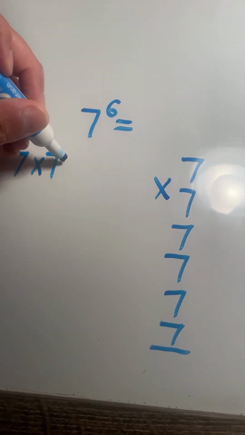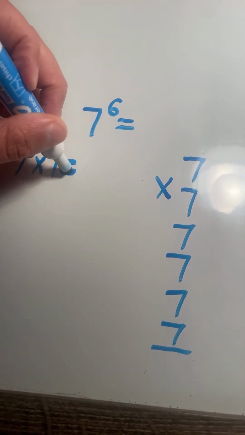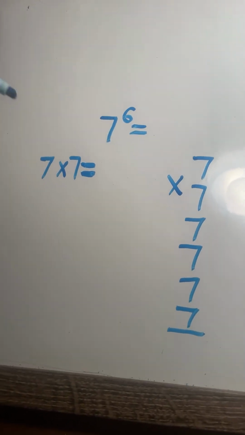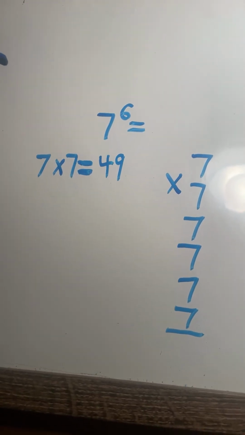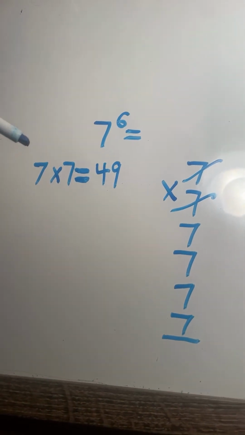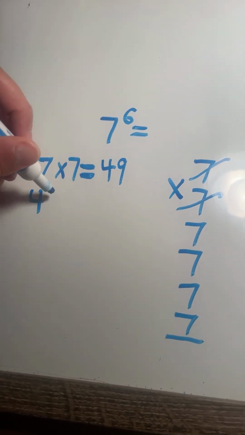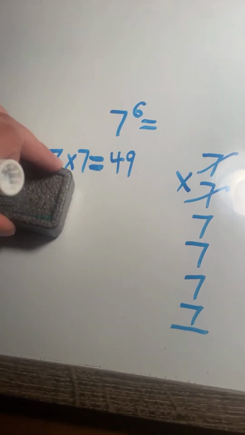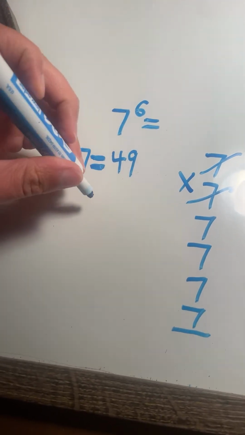So 7 times 7, easy for everybody that's fluent with their single-digit multiplication facts. 7 times 7 equals 49. So far, we have just multiplied 7 twice. Next, we have to multiply 49 times 7. We're going to multiply 7 a third time now. 49 times 7. Be easier if I write that one vertically.